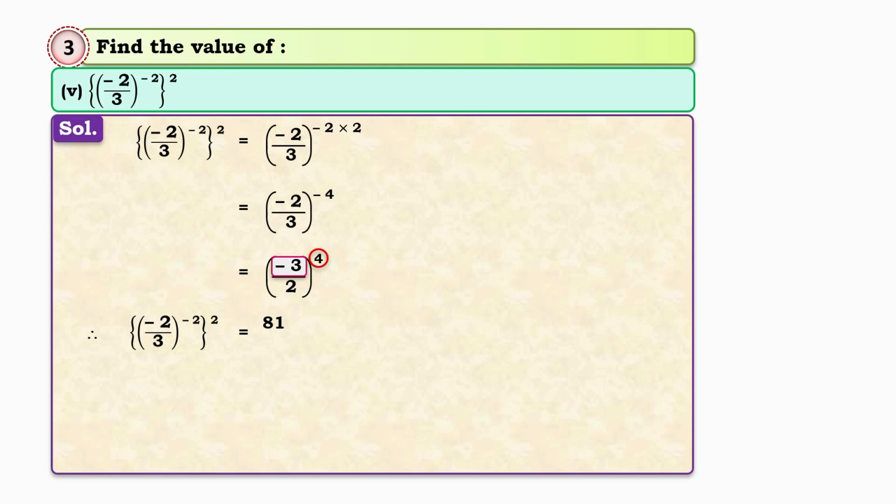So minus 3 to the power 4. As I told you earlier also, if the power is an even number and the base is negative, then it will always give you a positive. And 3 to the power 4 is 81 and 2 to the power 4 will be 16. So this is the final answer.